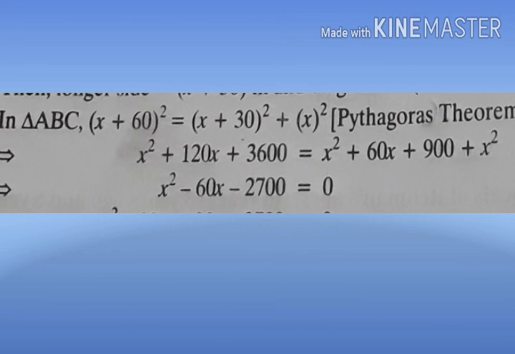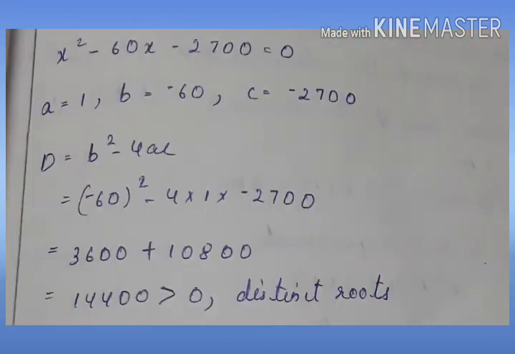Then on RHS there will be 900. So we can transpose 3600 from LHS to the RHS. Then 900 minus 3600 becomes negative 2700. So the equation will be x square minus 60x minus 2700 equals 0. Then which method can we use? Any method you can use, but here I use the quadratic formula. So here what is A? A equals 1, B equals negative 60, C equals negative 2700.